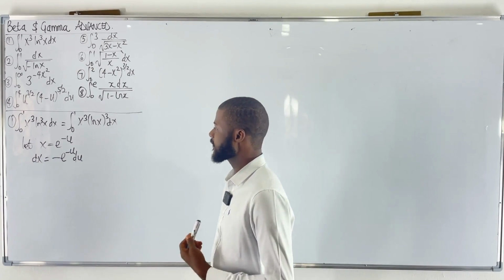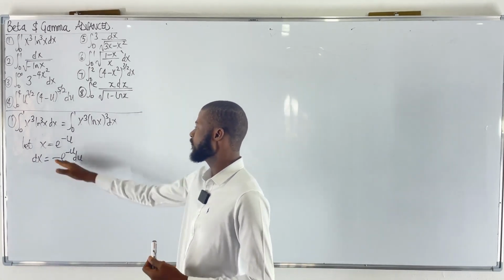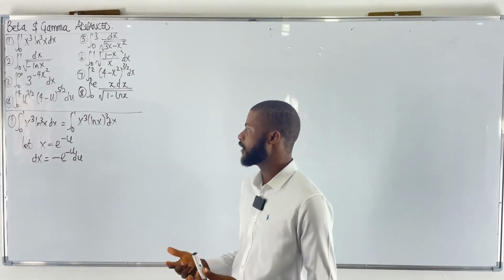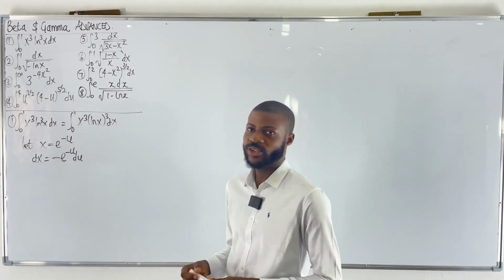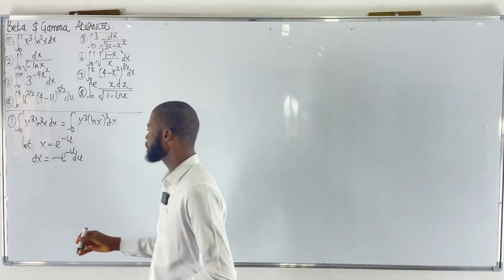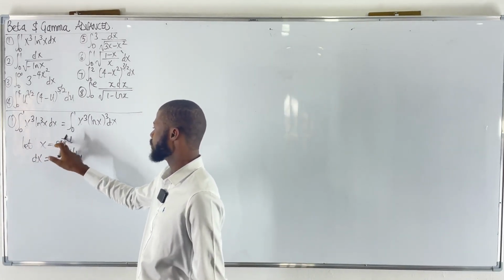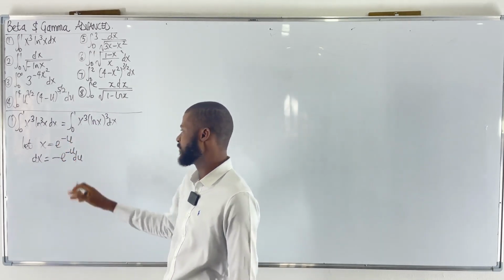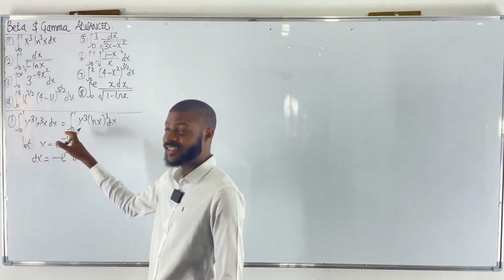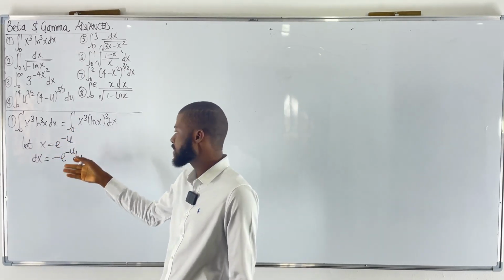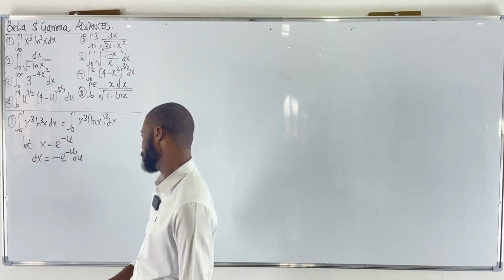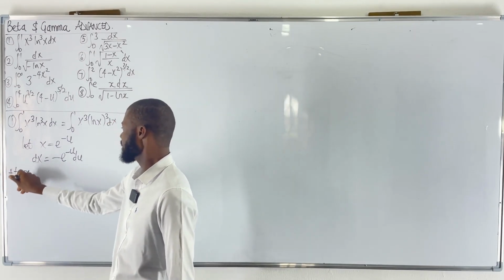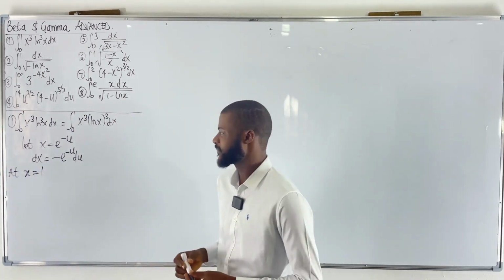Now, what is the next thing we can do? We need to find out what our limit is going to become. So what will be the new value for our limit? Now, if x is equal to e to the minus u, I want to make u the subject. It's much better that way, though I can still solve this question without making u the subject. But let's just see.